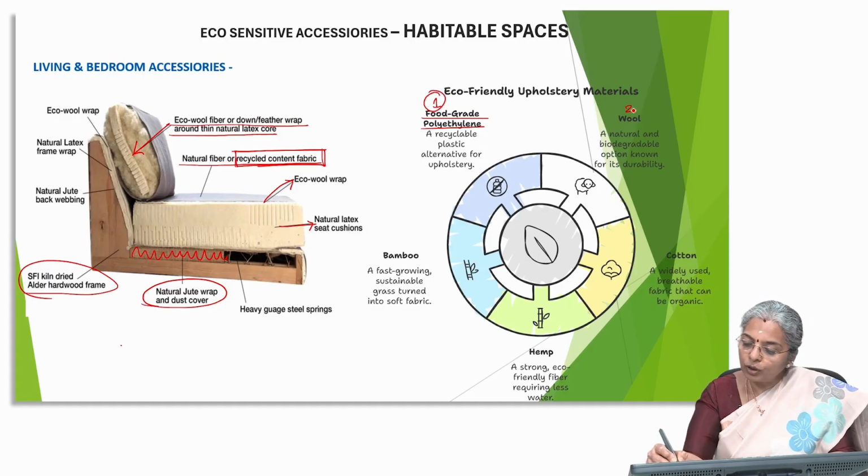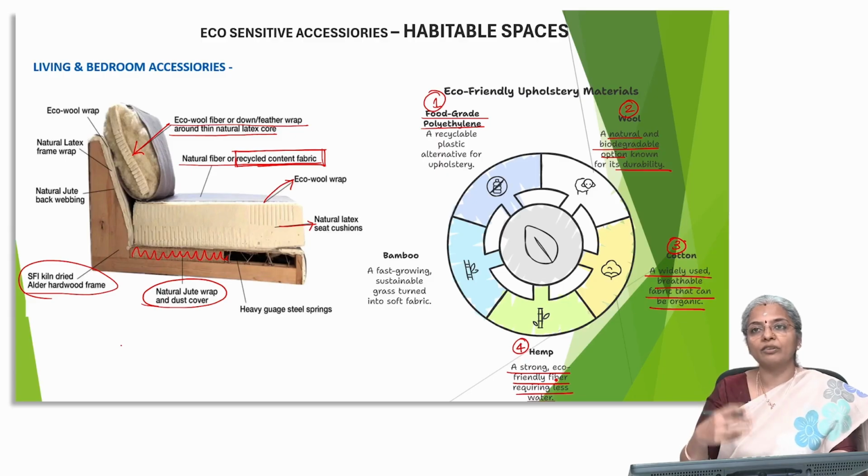We can have wool, which is a very natural material got from sheep. So, it's a natural and biodegradable option. Also, it is very durable. Then we can have natural fibers like cotton, a widely used material, which is a breathable fabric that can be organic. Hemp is another material that can be used because it's a strong, eco-friendly material, and it requires less water even to grow hemp.